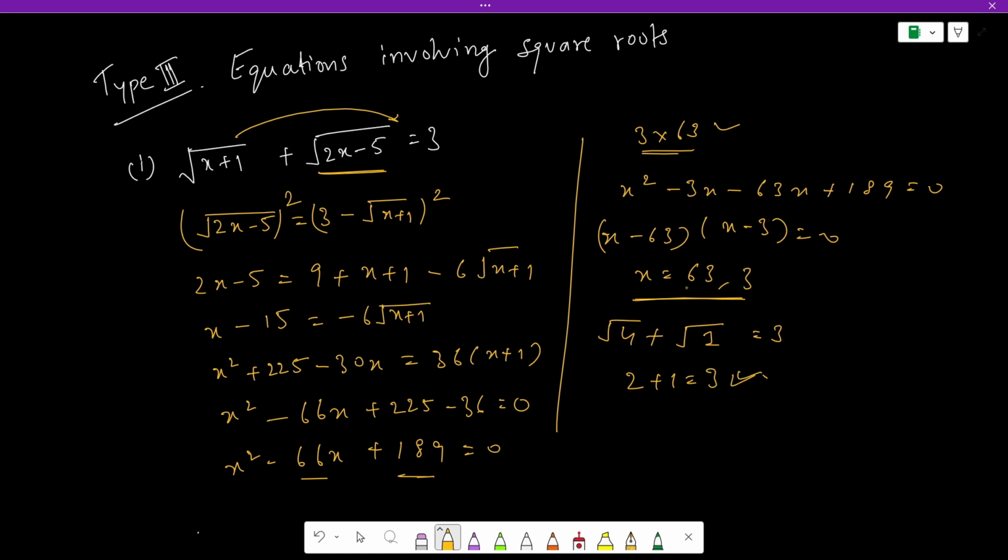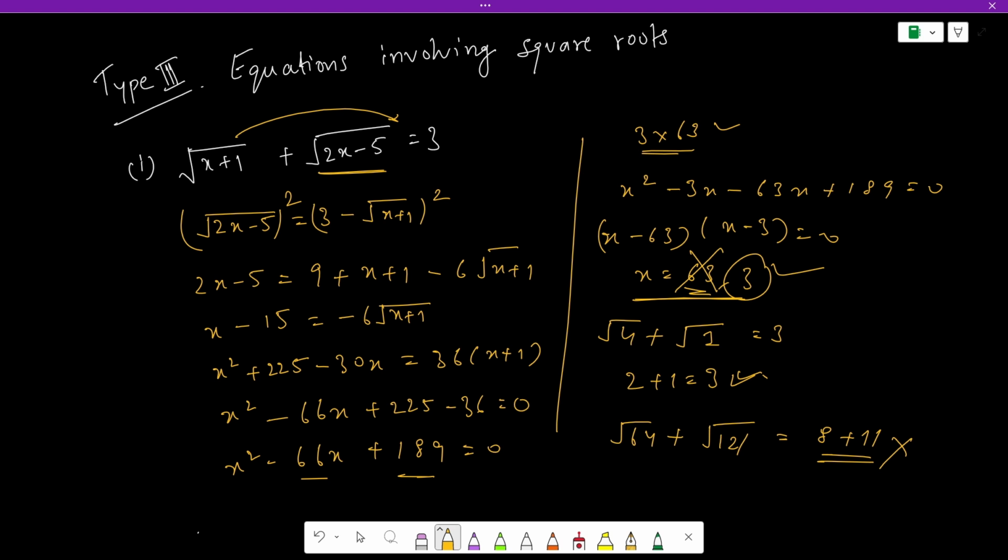Now let's try 63. So this becomes under root 64 plus under root 126 minus 5. So this is 121 and this is equal to 8 plus 11, and this is not equal to 3. So out of these two roots only this is valid and this is extraneous. So I hope you understood. Whenever we square, we generally get extraneous roots.